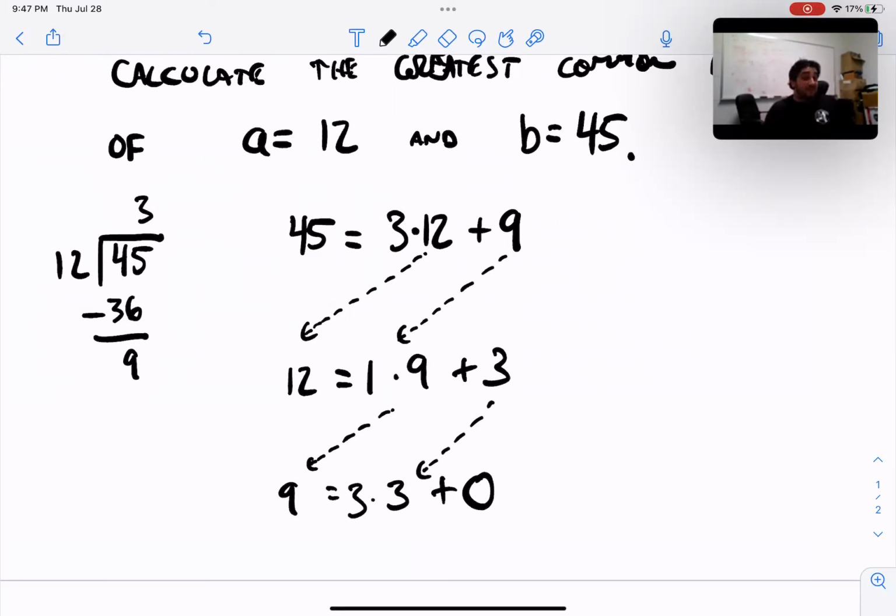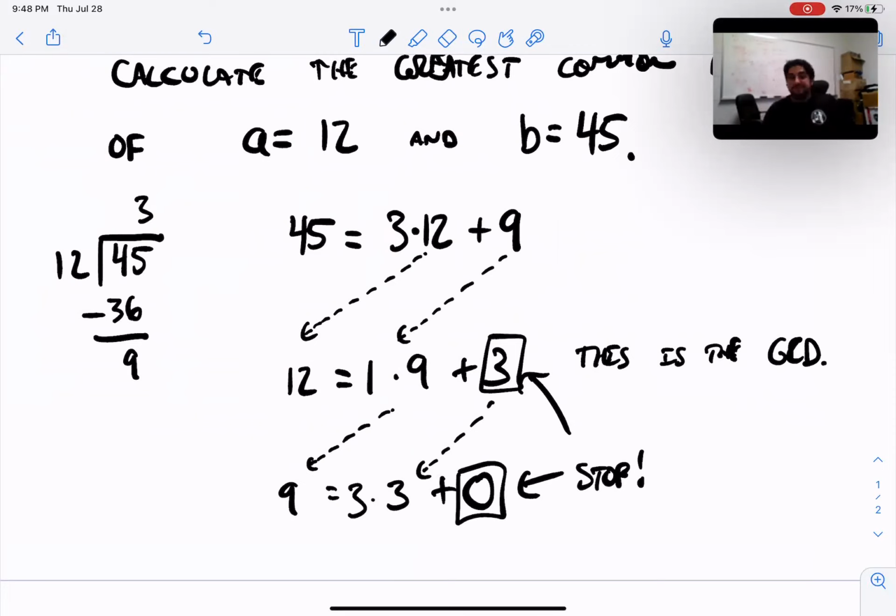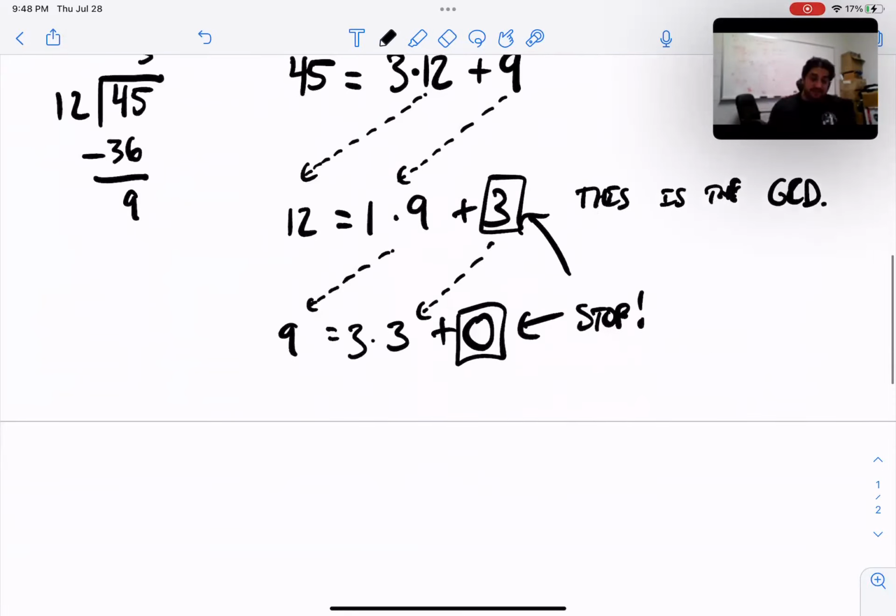As soon as you get 0, this is when the algorithm terminates, right? So the fact that we got 0 as a remainder, this means that we stop. And when you stop, whatever was just above the remainder, just above the 0, that's your greatest common divisor. So the algorithm is done. And this number right there, this is the greatest common divisor, right? So the GCD in this case would be 3, right? So that's what this algorithm returned.